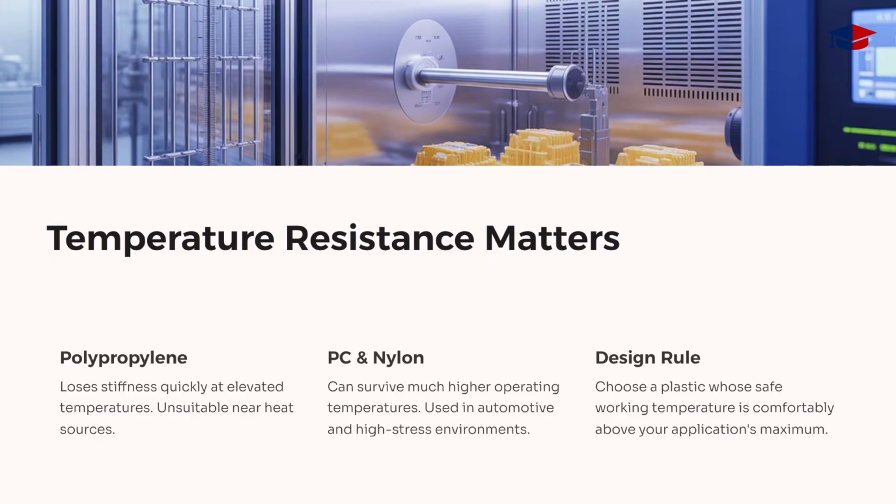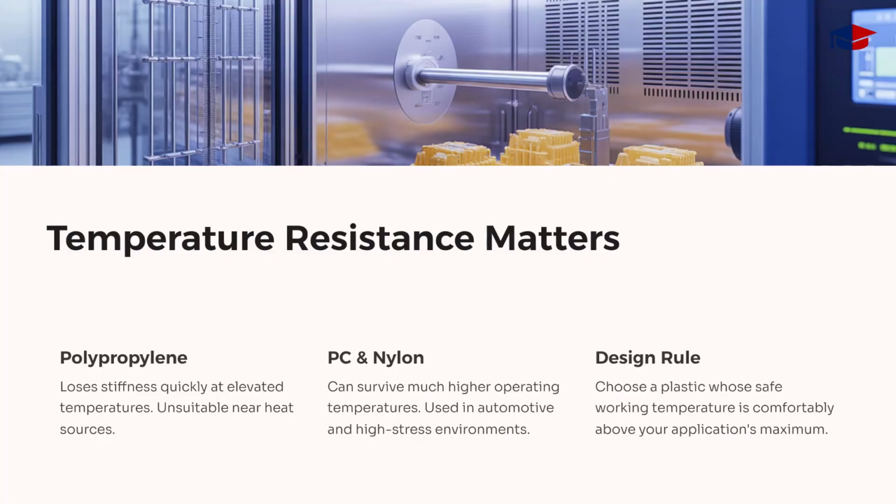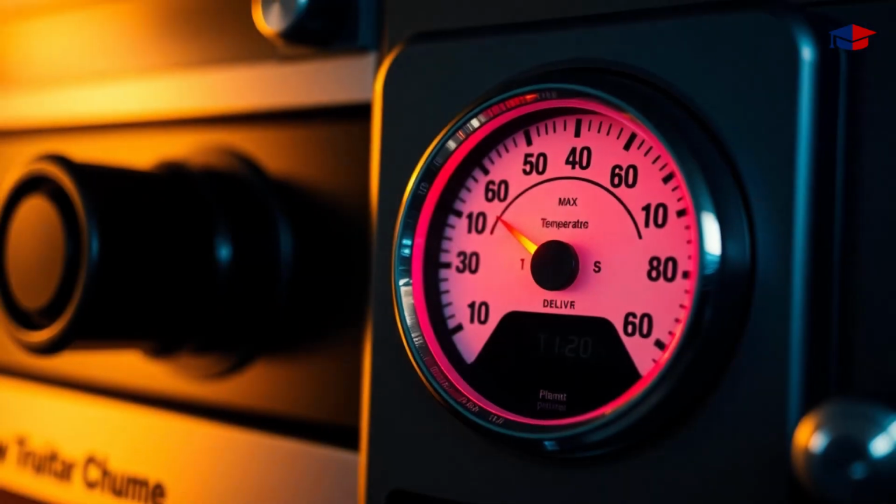For instance, polypropylene loses stiffness quickly at elevated temperatures and is unsuitable near heat sources. On the other hand, PC and nylon can survive much higher operating temperatures, which is why you'll see them in automotive components or high stress environments. Always choose a plastic whose safe working temperature is comfortably above your application's maximum temperature.